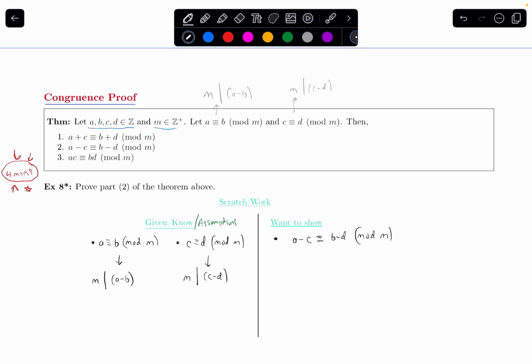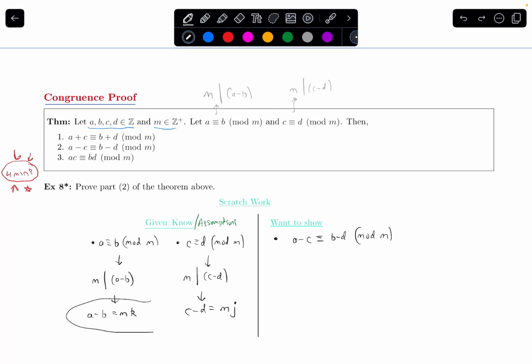Well, if m evenly divides a minus b, that's another way of saying that a minus b is a multiple of m. In other words, a minus b will be equal to m times some integer, and I'll call that k. The same thing should be true here. c minus d is a multiple of m, so c minus d should be equal to m times some integer, which I'll call j. I don't want to reuse the same variable because then I would be assuming that they're the same when they might not be.